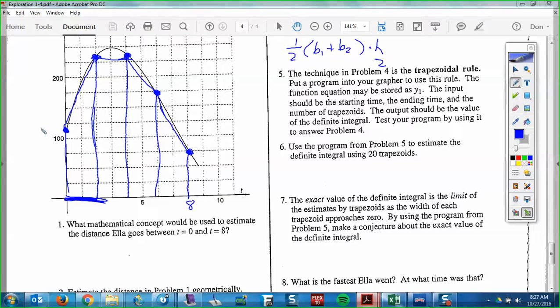What do we get at 0? 110? Okay, what do we get at 2? 234. What do we get at 4? 238. What do we get at 6? 170. And at 8? Make sure you can do that now, everybody. Let's make sure we can trace.